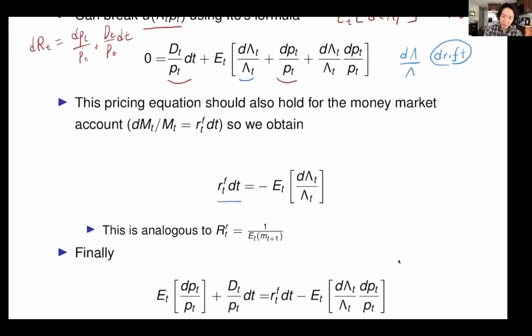How do we see that? Well, this pricing equation above should also hold for the risk-free rate, or the money market account. So we plug the money market account into the pricing function. So we are treating the money market account as one asset.